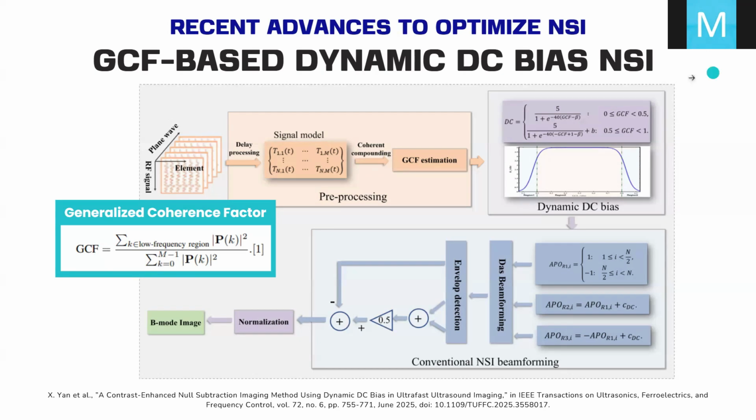In this method, first, the GCF is calculated from the raw data. Then, depending on the local GCF value, the DC bias is computed so that each region receives the value that best balances resolution and speckle preservation. After the bias is determined, NSI is computed in the conventional way. And finally, a normalization step is applied. In this step, the NSI output is divided by a matrix of the locally estimated bias values, ensuring that brightness remains uniform across the entire image.